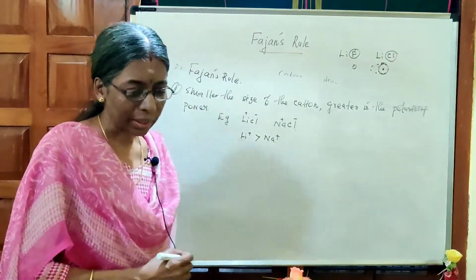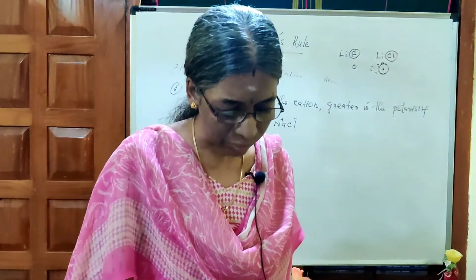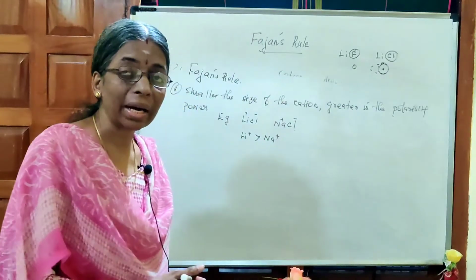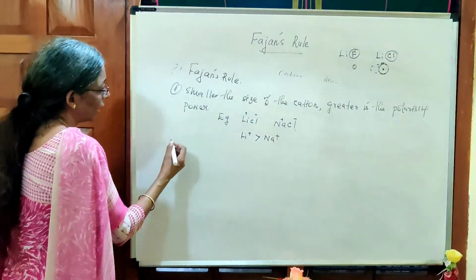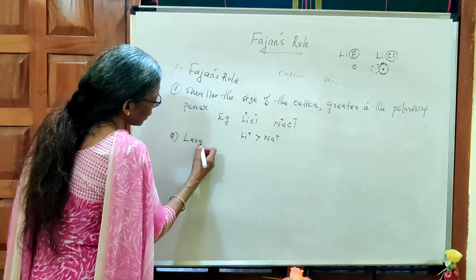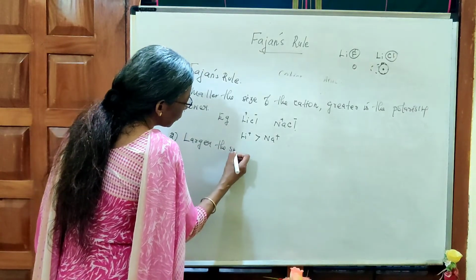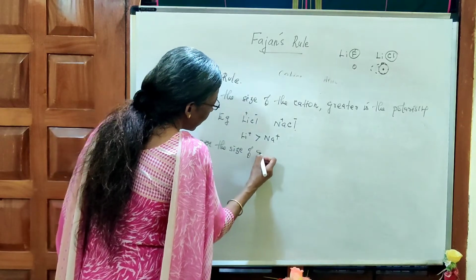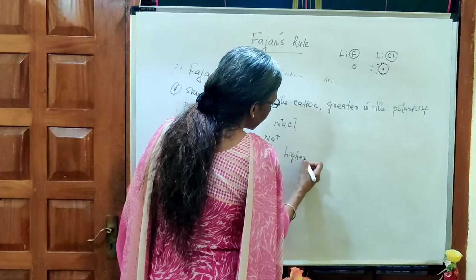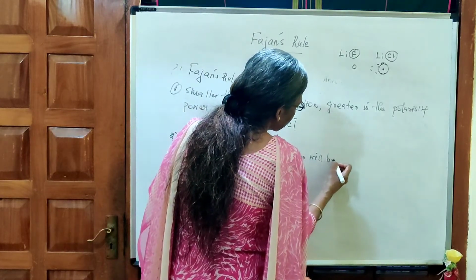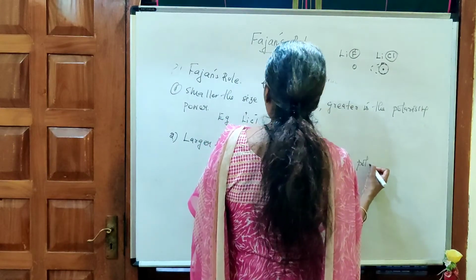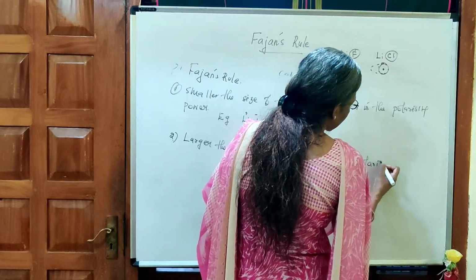The second one: the larger the size of the anion, the higher will be the polarizability.